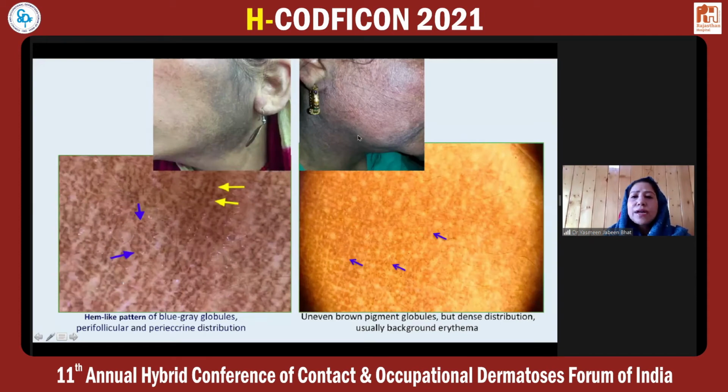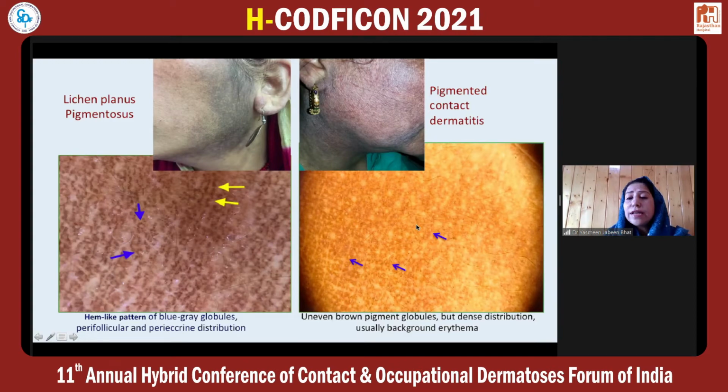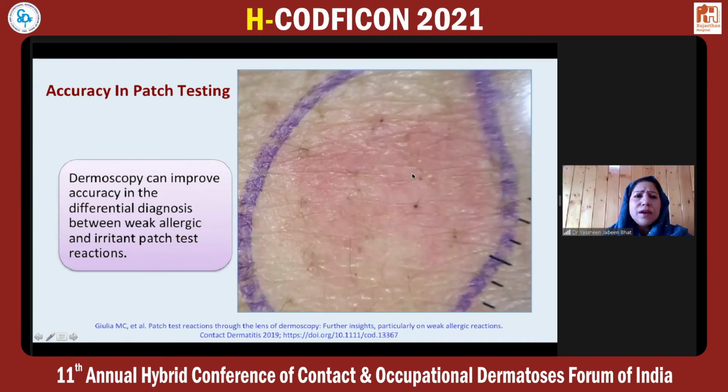And again, problem arises in such cases, where we usually diagnose these cases as pigmented contact dermatitis. Now, in this case, what we see is more of a ham-like pattern of blue-gray globules in a perifollicular and perieccrine distribution. So this is a case of lichen planus pigmentosus, while in this case, where we see uneven brown pigmented globules with a more dense distribution and a background erythema, it is more of pigmented contact dermatitis. And patch testing may also be evaluated, like we can accurately say whether it is an irritant reaction, a positive patch test reaction, or weak allergy, and irritant reactions can easily be diagnosed with dermoscopy.